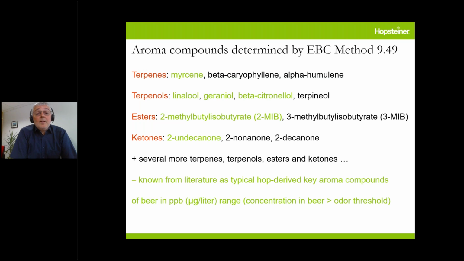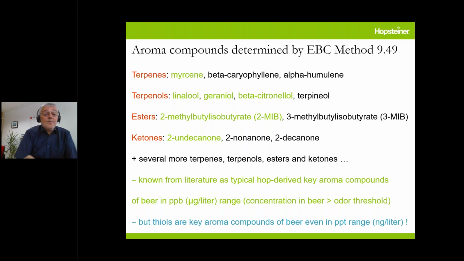And here you see some compounds that are now colored in green: myrcene, linalool, geraniol, beta-citronellol, 1-ester, 2-methylbutyl isobutyrate, and 2-undecanone. And these compounds are known from literature as typical hop-derived key aroma compounds of beer. Key aroma compounds are compounds with a concentration in beer higher than the odor threshold. And these compounds given here are key aroma compounds in the microgram per liter range, in the ppb range.